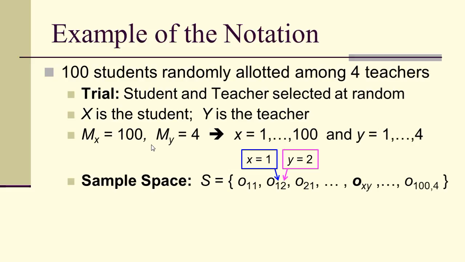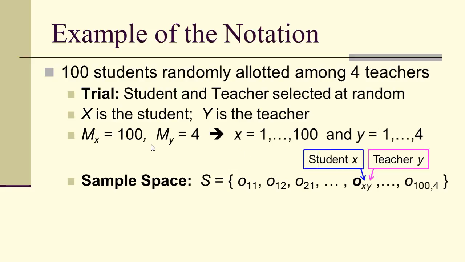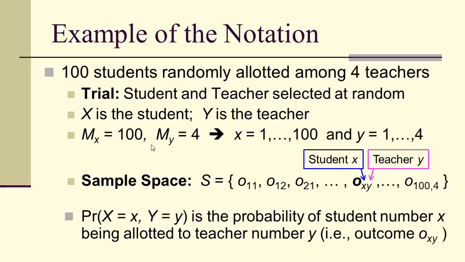So we have outcomes. O sub xy means the outcome of student x put with teacher y. And the probability that capital X is little x and capital Y is little y is the probability of student number x being allotted to teacher number y.